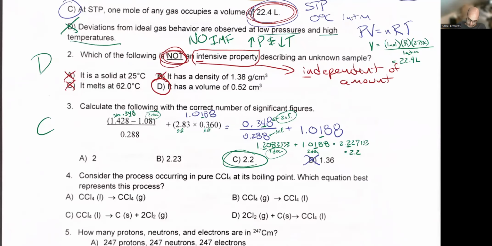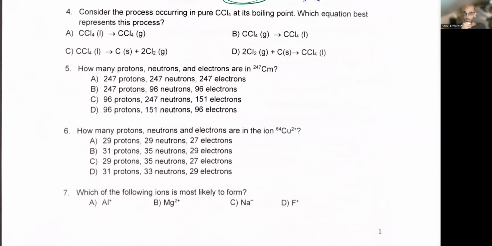All right, moving on. So next up, let's see here. Consider the process occurring in pure CCl4, carbon tetrachloride, at its boiling point. What's going on at its boiling point? Which equation best represents this process? Okay, so it's boiling. That indicates that this is a physical change, right? So any chemical changes we can eliminate. Boiling point indicates it's just boiling.